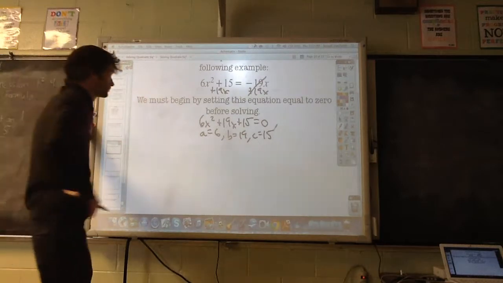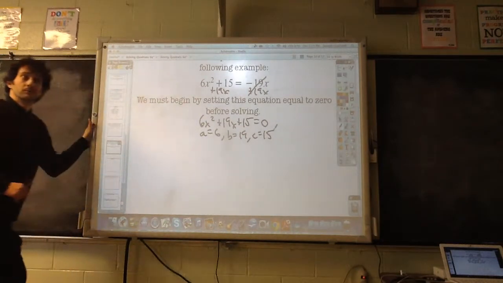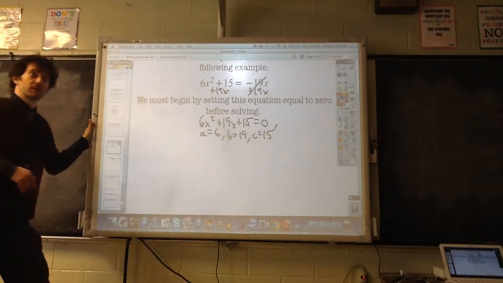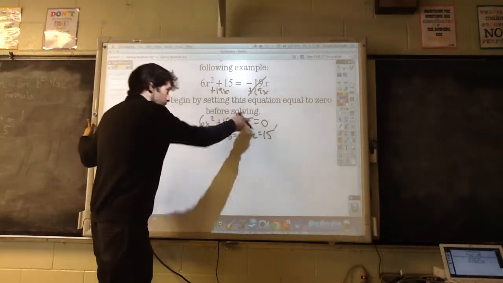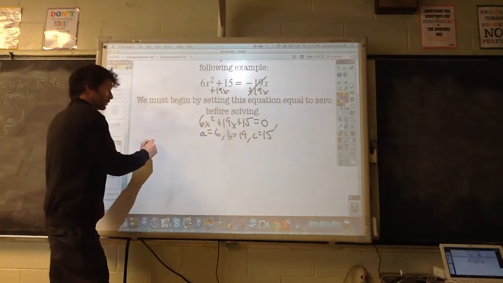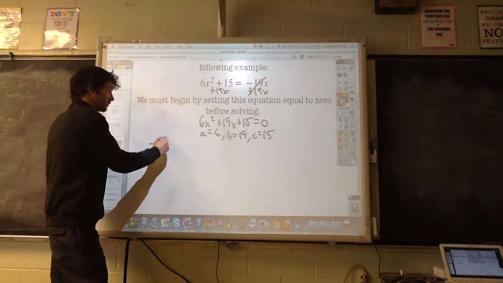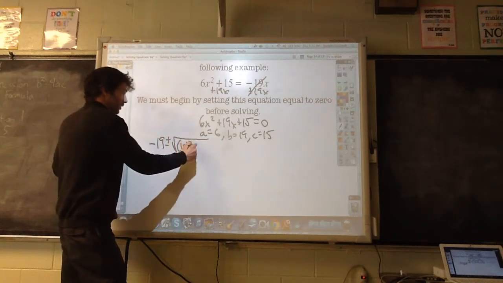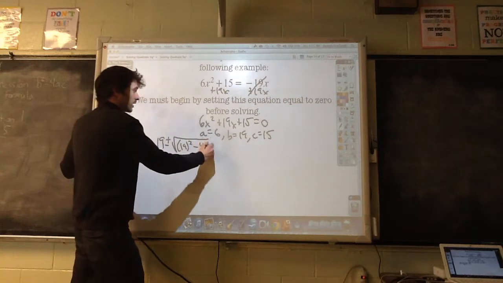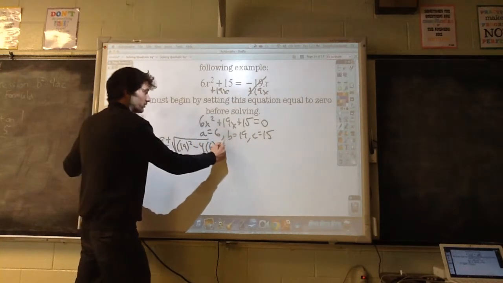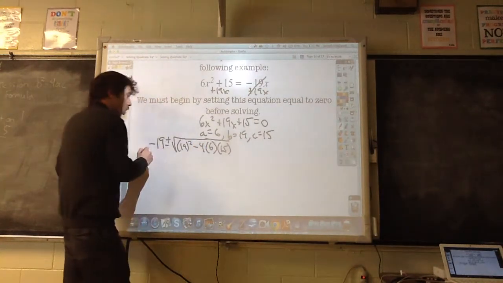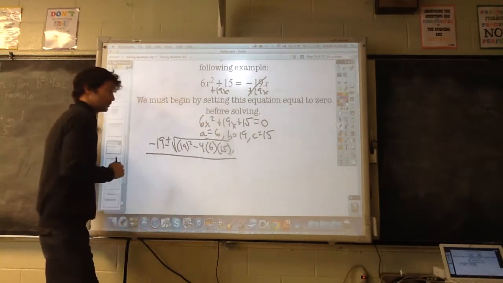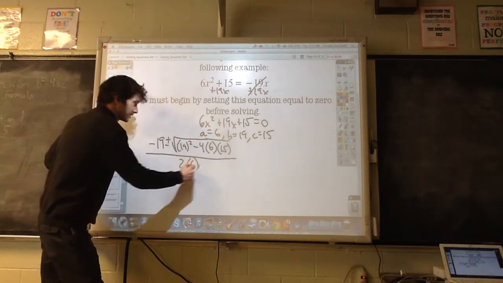It's not like standard form. It's ax squared plus bx plus c. That's exactly it. That's where we get the A, B, and C from. Okay, so let's plug this in. So I've got negative B, so that's negative 19, plus or minus the square root of 19 squared minus 4 times A, which is 6, times C, which is 15. All of that is over 2 times 6.